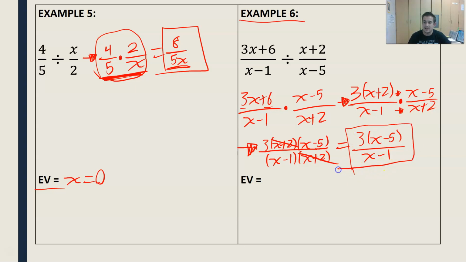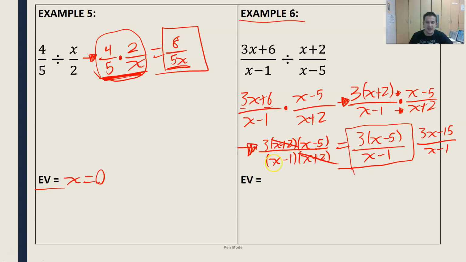A lot of times they'll leave it simplified like this. Maybe if you want to, you could multiply these back together if you don't want to see the parentheses there, which would make your answer 3x minus 15 over x minus 1. I believe the quiz answers will be this way with the factored form. You'll see solutions in both of those manners. So this is my final answer: 3 times x minus 5 over x minus 1.